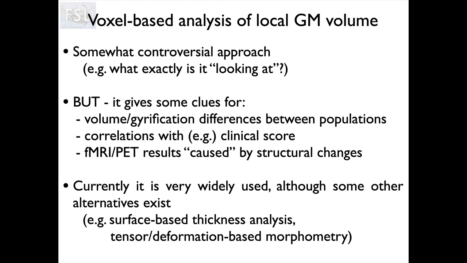Voxel-based morphometry or VBM is not the only way that we can do these kind of analyses, but it is very, very popular and has been around for some time. And that is probably because it's one of the most statistically powerful tools that we have.